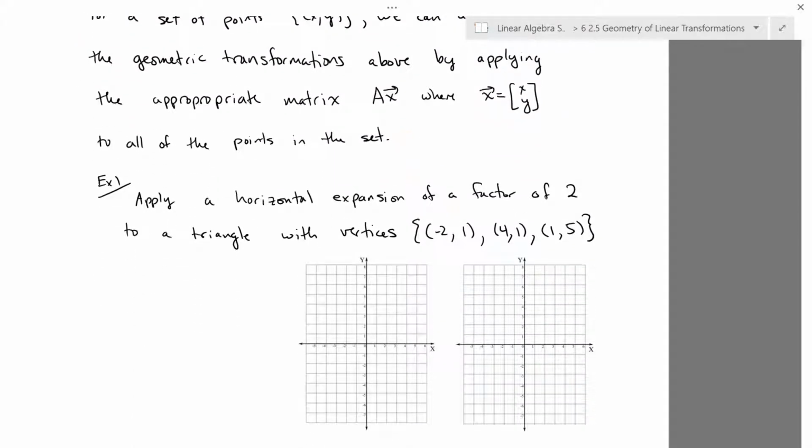So for example, if I want to apply a horizontal expansion by a factor of 2 to the triangle with these vertices, first let's look at what this triangle looks like. Negative 2, 1 is this point, 4, 1 is this point, and 1, 5 is this point. So we have this isosceles triangle.